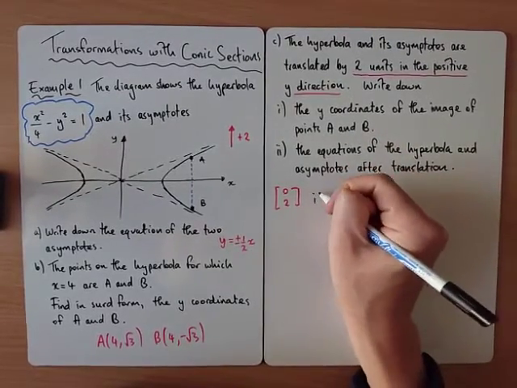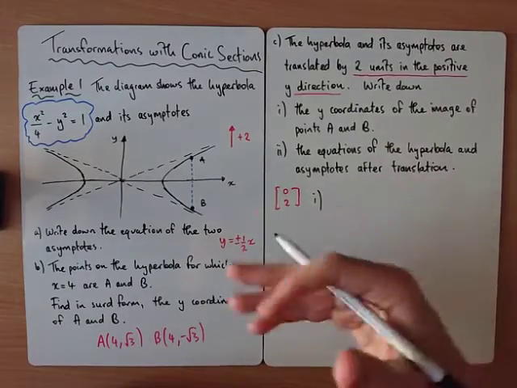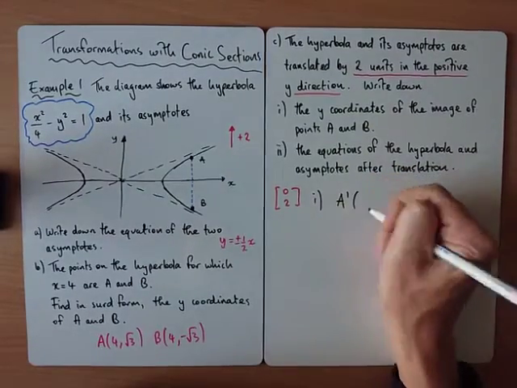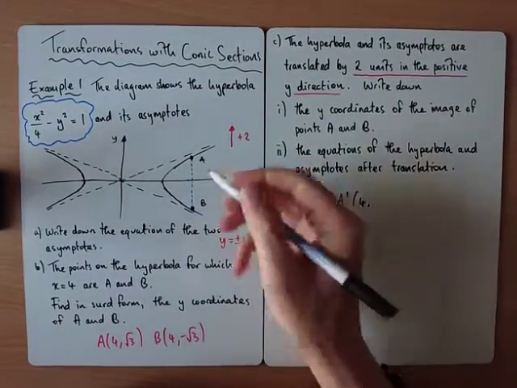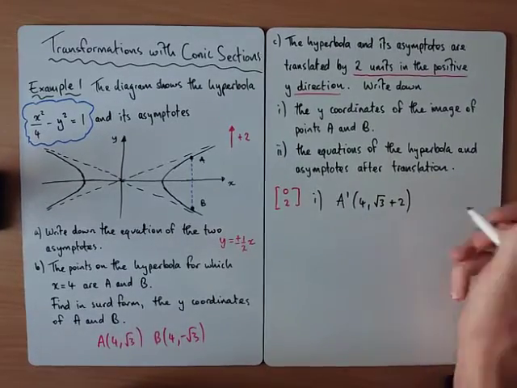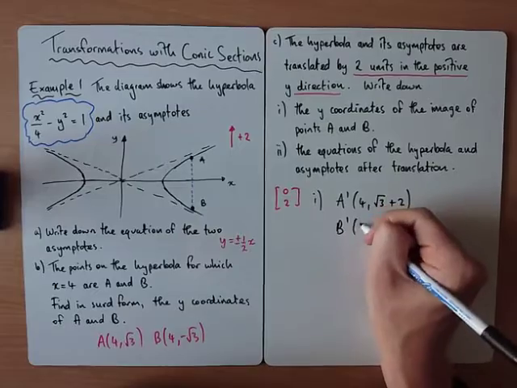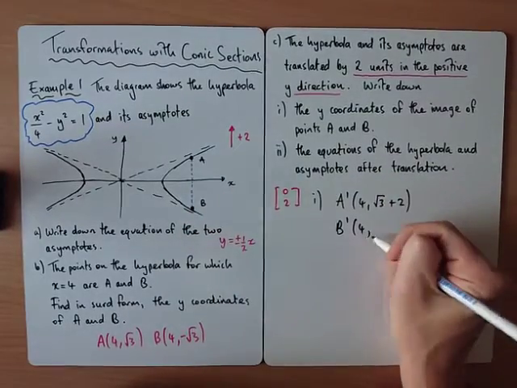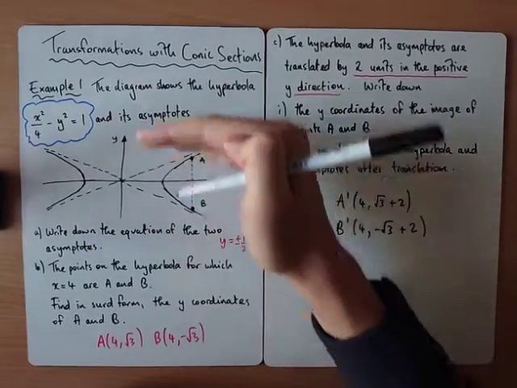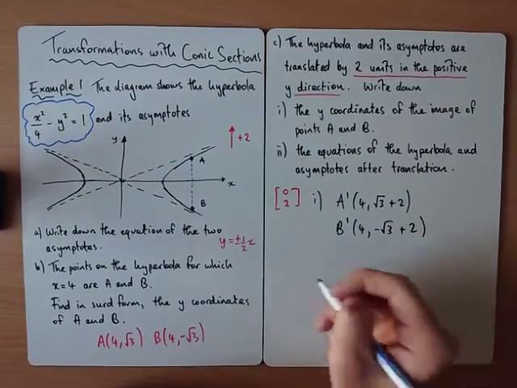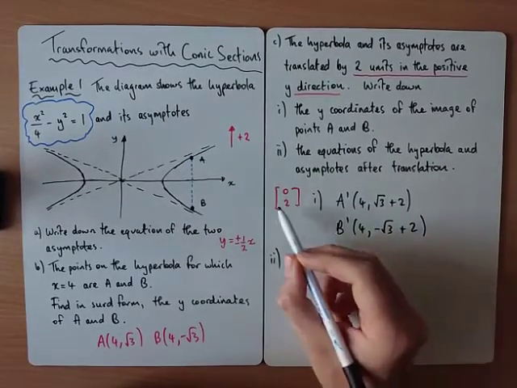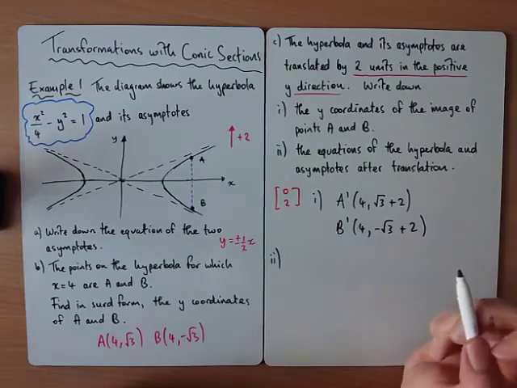First part's dead straightforward. It's just asking what the coordinates do, and obviously you can just see, if you move it up by 2, the image of A, which we can write as A dash, the x coordinate would still be 4, but if you add 2 on, it would be root 3 plus 2, and the image of B, the x coordinate would still be 4, but it would be minus root 3, and then you add 2 on. And the coordinates are clearly just increased by 2, but when we think about the equations, we have to think about what I was talking about earlier, where we replace something.